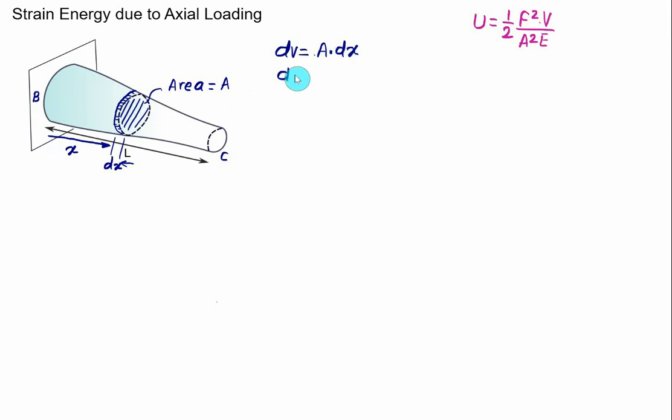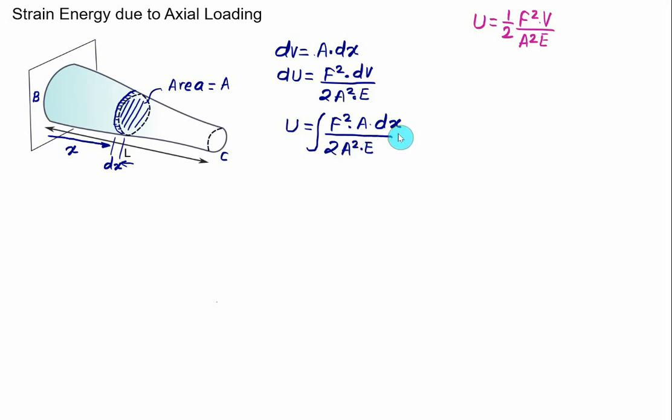For this element, we can calculate the strain energy stored, dU, as F square multiplied by dV divided by 2 times A square times Young modulus. If I replace dV as the area A multiplied by dx, then we can calculate the total strain energy U. You have to compute this value in the form of an integral: F square multiplied by area A multiplied by dx, where A into dx is dV, divided by 2 times A square times Young modulus.